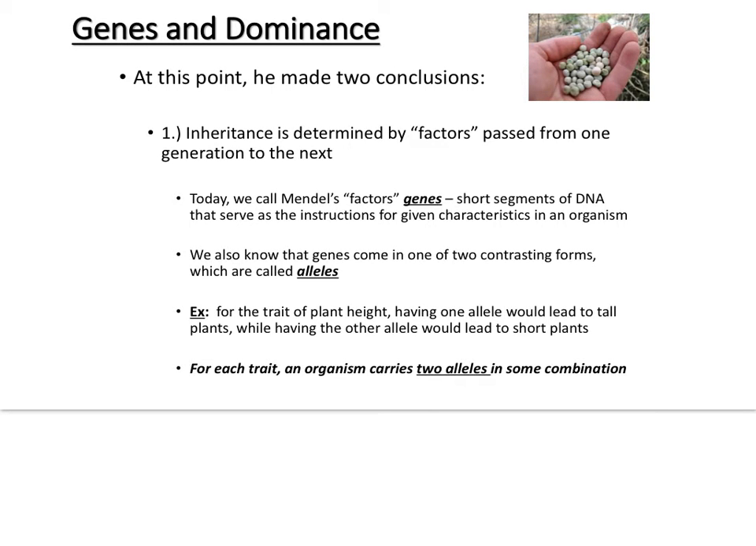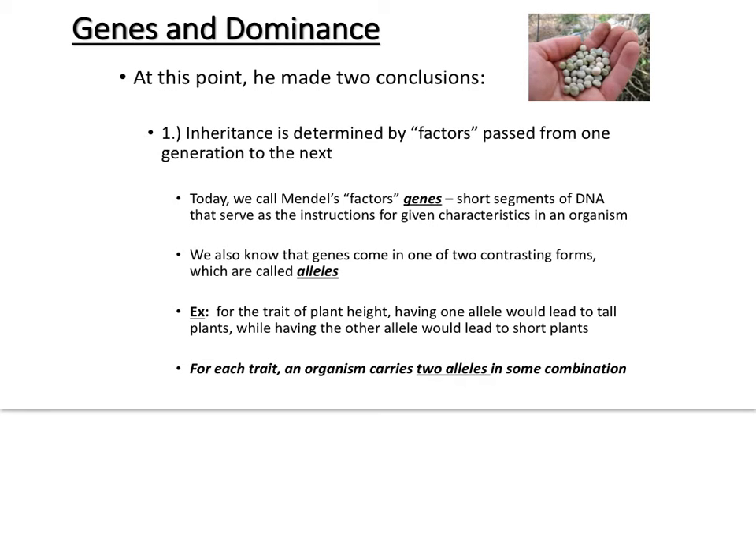After doing several of these parental crosses, Mendel came up with 2 conclusions that he wrote about. The first one is that inheritance of traits is determined by what he called factors that pass from one generation to the next. Obviously, today we have a different word for factors. We call them genes. We know that they're segments of DNA that serve as the instructions for how to get a particular characteristic in an organism.